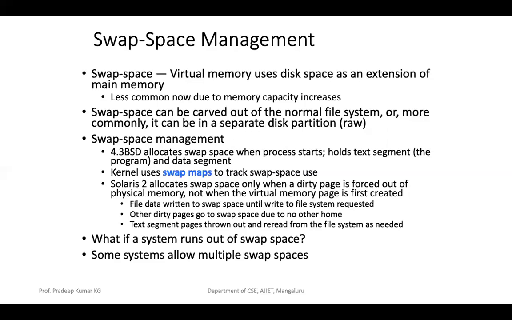In general, while installing the operating system on your hard disk, if you are already familiar with partitioning, the OS itself automatically designates some space for this setup, called swap space management. So when you have to compress a particular partition, you may get a clear understanding of this picture. Swap space management allocates swap space when a process starts and holds the text segment, which is nothing but the program, and the data segment.